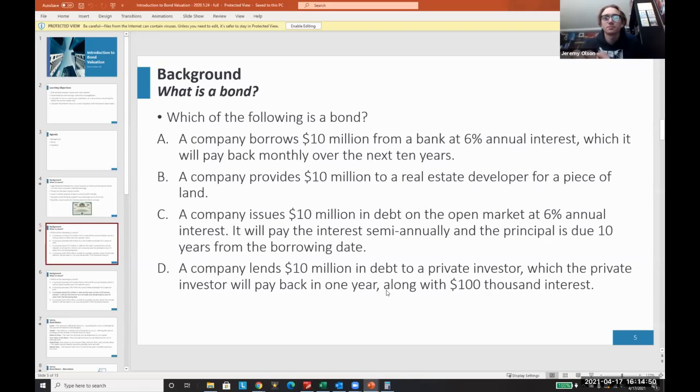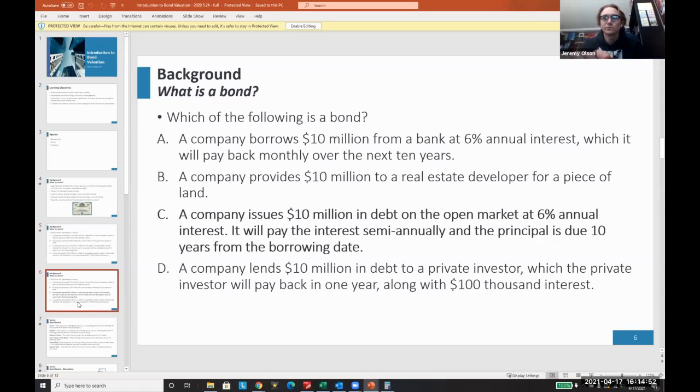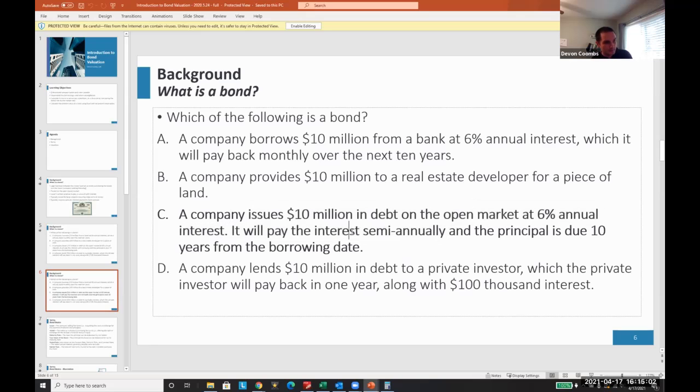It's C, right? Yeah. Why is it C? Because they're selling the debt and they're going to pay interest to the people who buy it. We're issuing the debt in the open market. And that's the key here, right? Yeah, we are selling the debt. Good takeaway. But it's in the open market and we're paying interest, and it's semi-annual, right? It has all the qualifications we talked about.